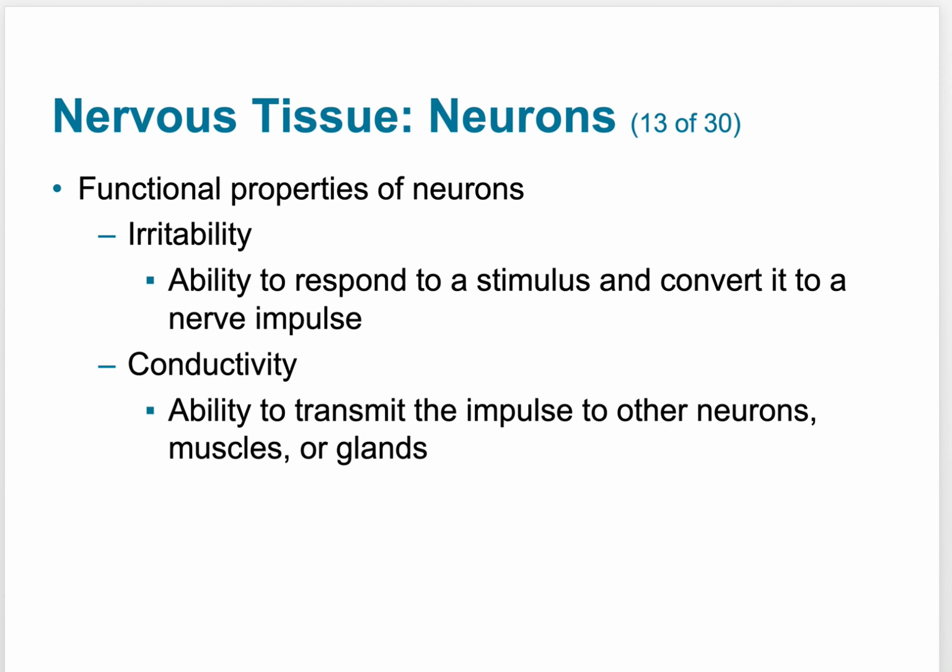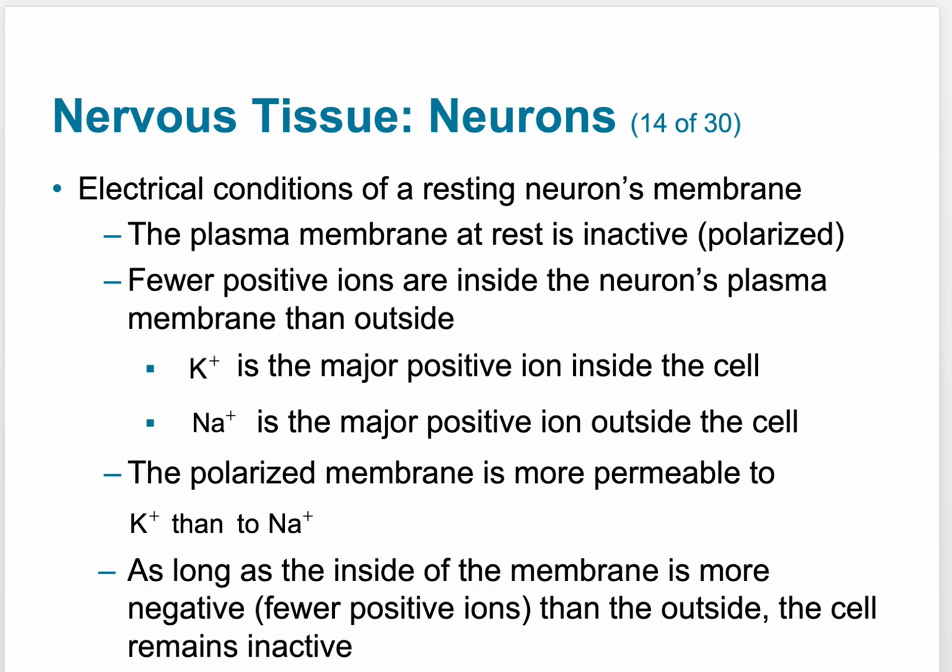So they can send signals to each other and to other effector cells like muscles and glands. They are able to conduct these signals for long distances, and so they have what we call conductivity. They have the ability to transmit the impulse from other neurons, muscles, and glands. They can conduct these impulses for long distances, and they can conduct them between one neuron and another neuron, or between a neuron and muscles and glands.